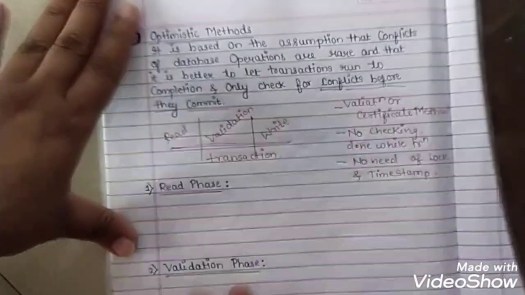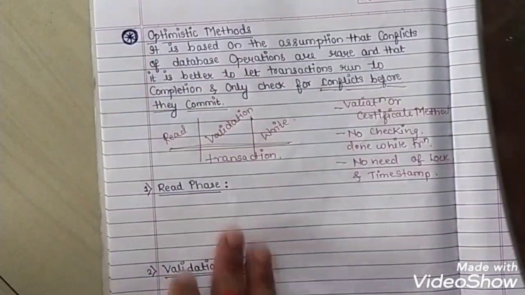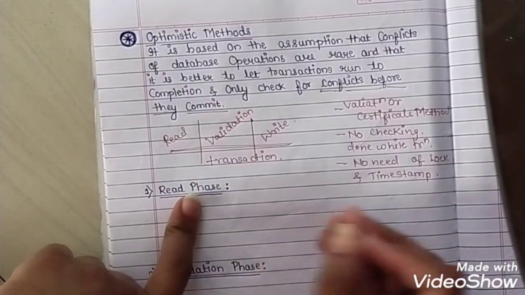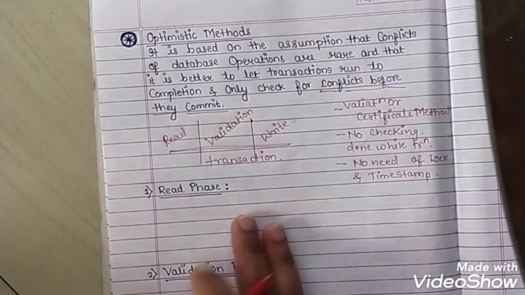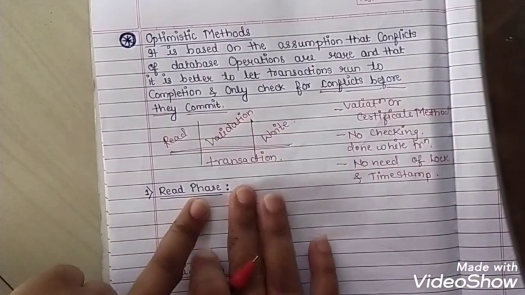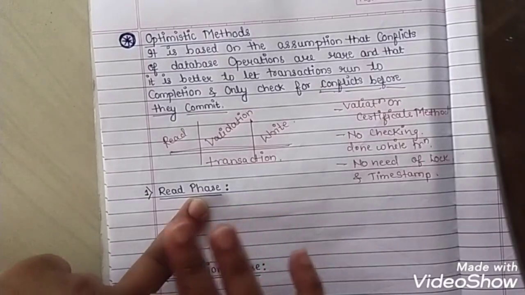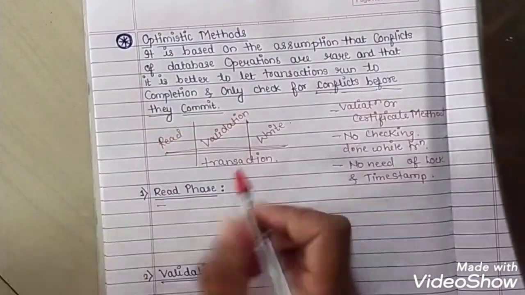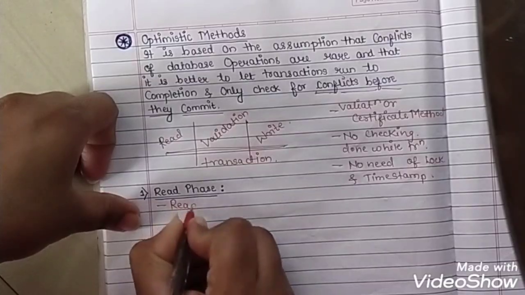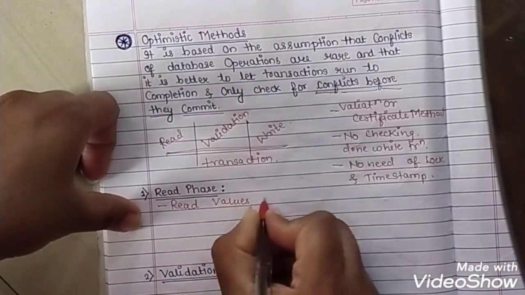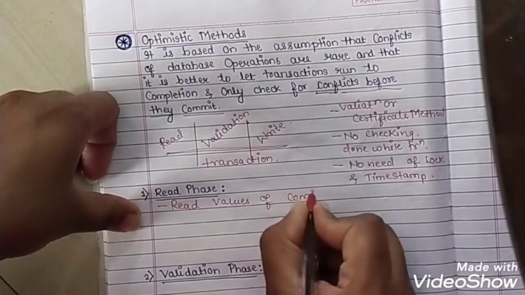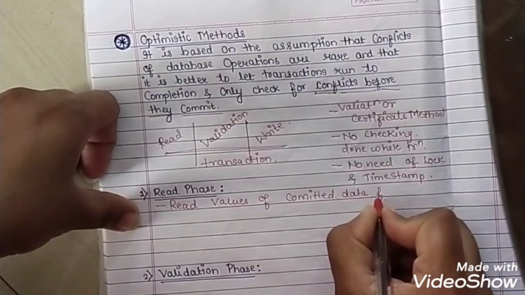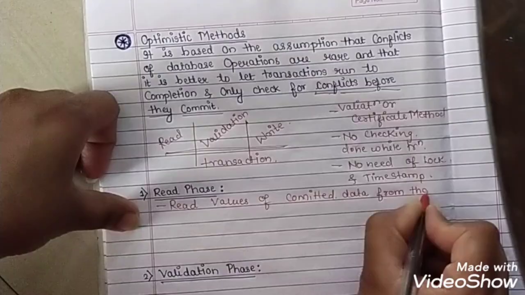So let's see what we mean by read phase now. Read phase means the read values of committed data are taken from the database. Whatever values are there, we will take from the committed data in that database.